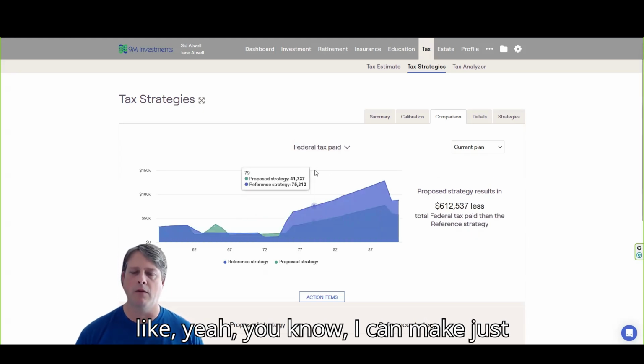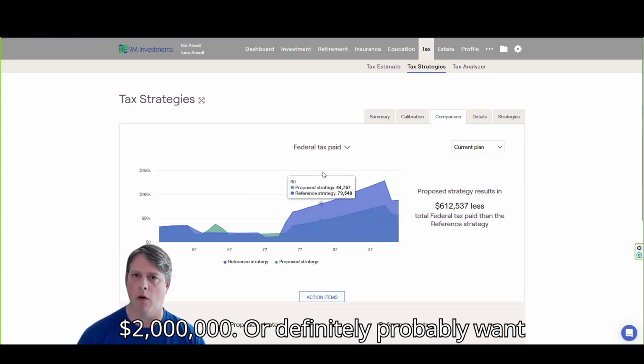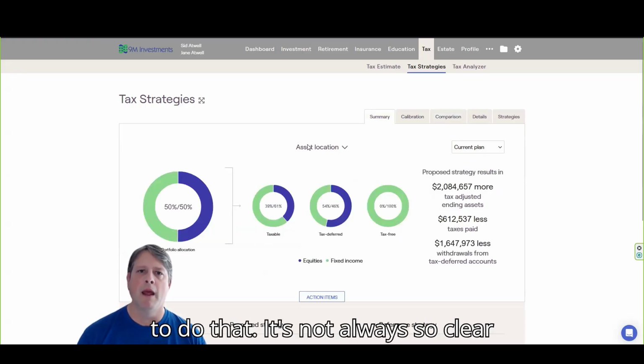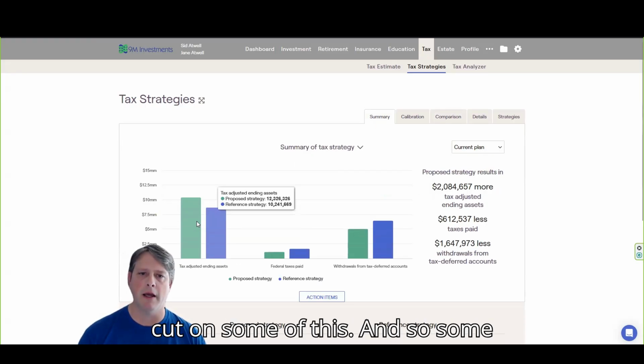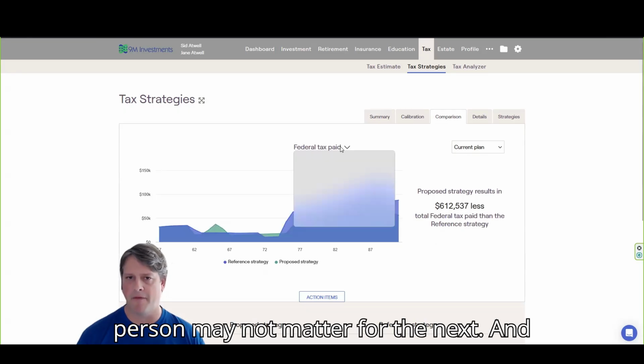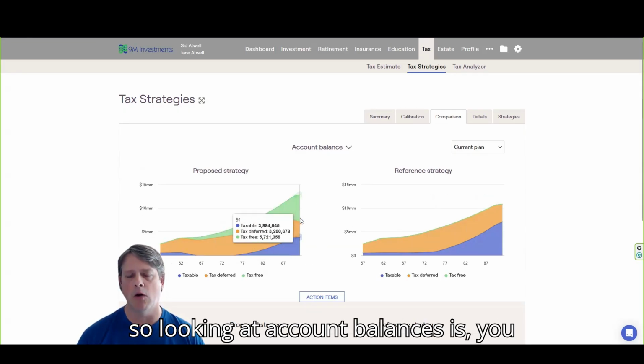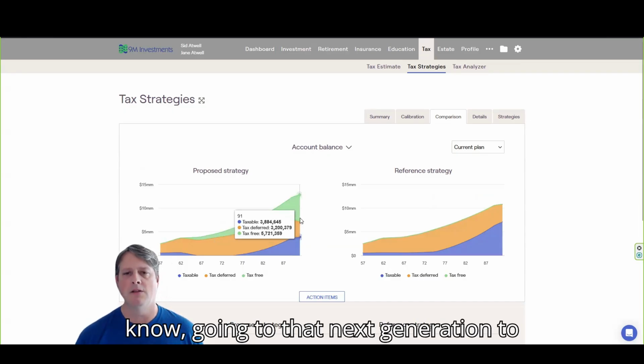It's like, yeah, just doing that strategy can make $2 million more. I definitely probably want to do that. It's not always so clear cut on some of this. And so, some of these things that may matter for one person may not matter for the next. And so, looking at account balances is going to that next generation, to their kids.